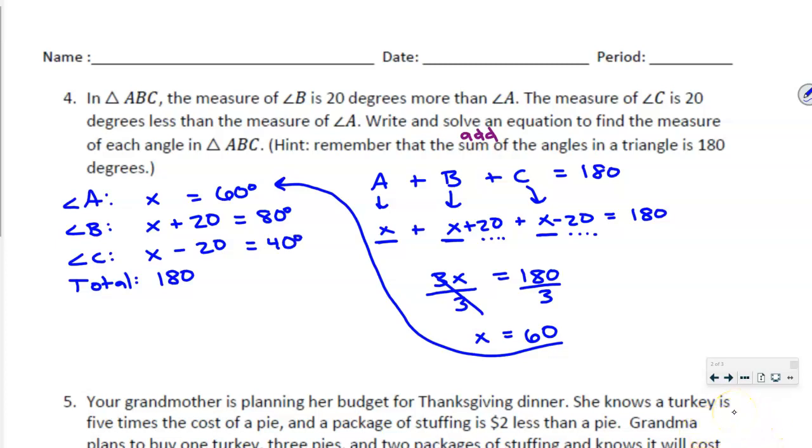Again, here's a great way to check your answers. I have 60, 80, and 40 representing my angles A, B, and C. I should be able to add those and have it equal 180. 60 plus 80 is 140, plus another 40 is 180, so it checks out that the total is 180.